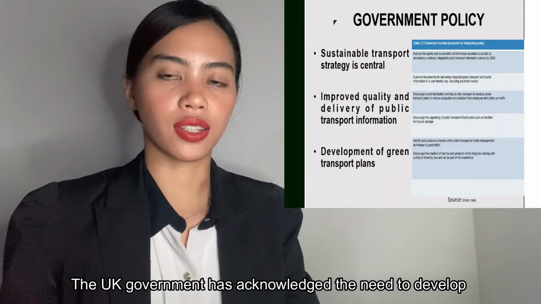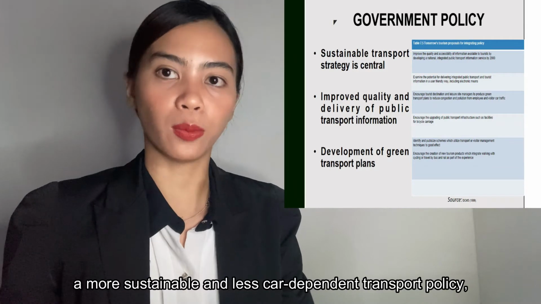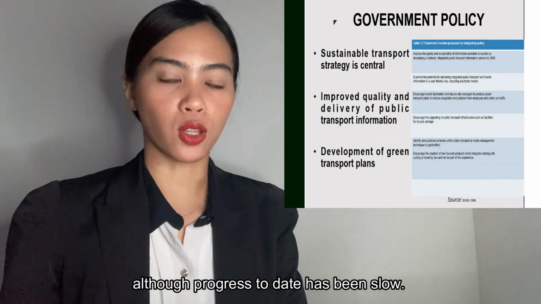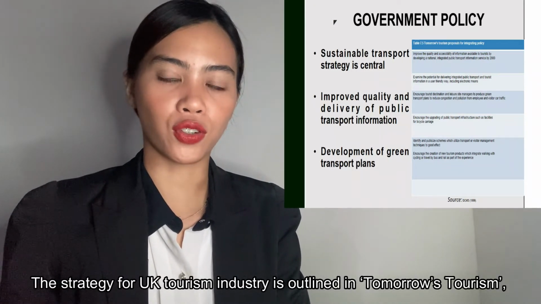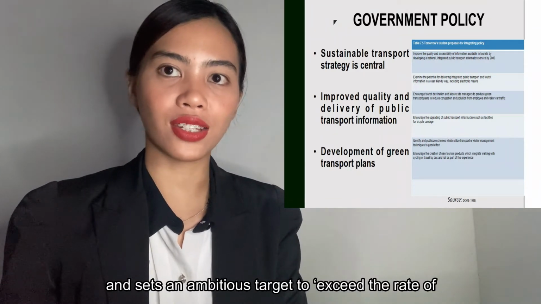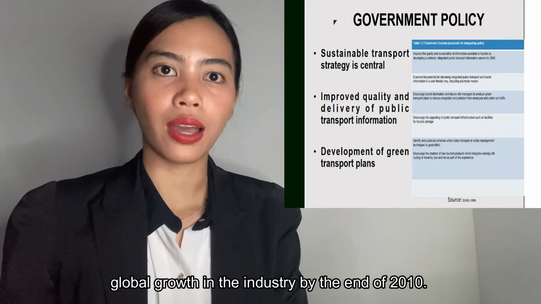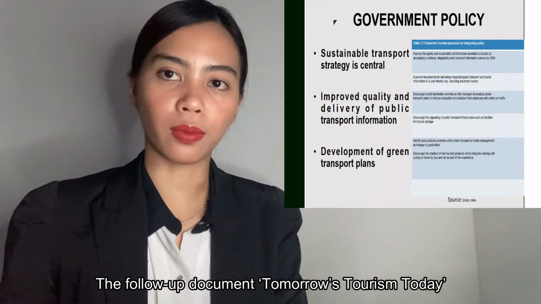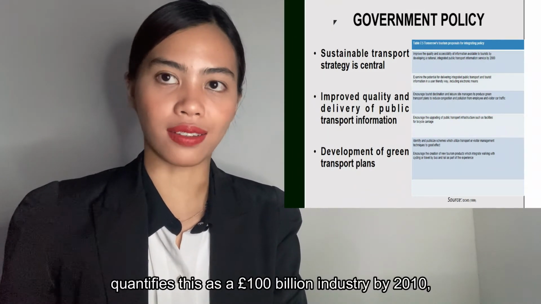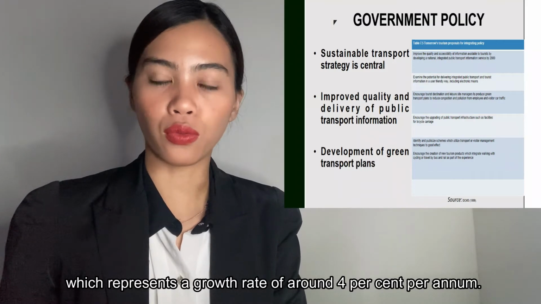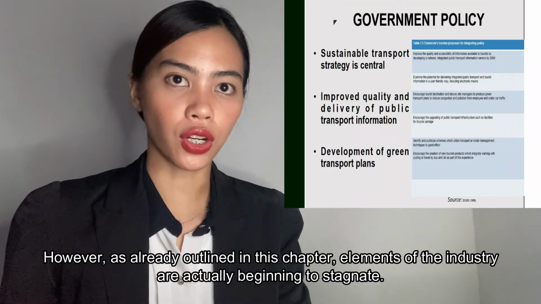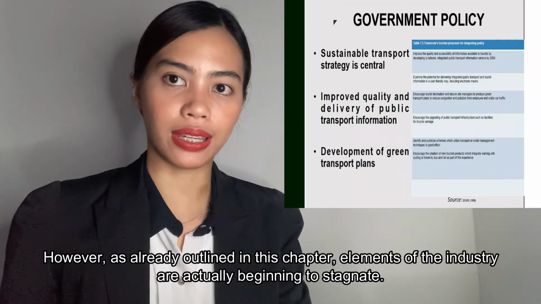The UK government has acknowledged the need to develop a more sustainable and less car dependent transport policy. Although progress to date has been slow, the strategy of the UK tourism industry is outlined in Tomorrow's Tourism and sets an ambitious target to exceed the rate of global growth in the industry by the end of 2010. The follow-up document, Tomorrow's Tourism Today, quantifies this as a 100 billion industry by 2010, which represents a growth rate of around 4% per annum. However, as already outlined in this chapter, elements of the industry are actually beginning to stagnate.